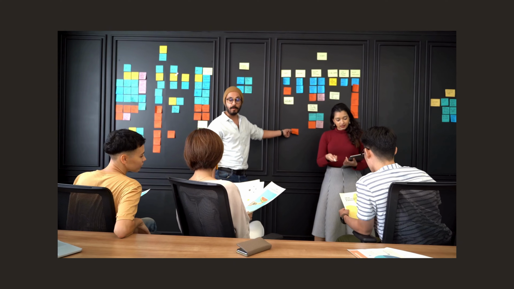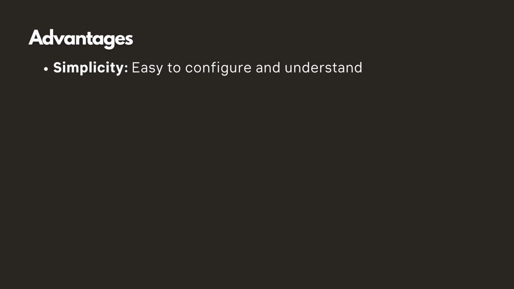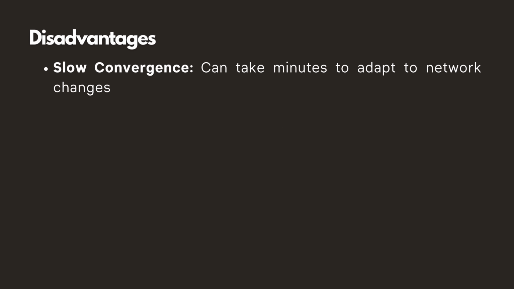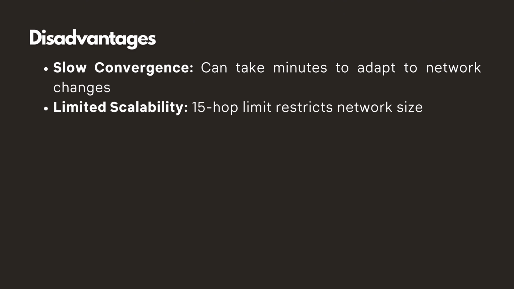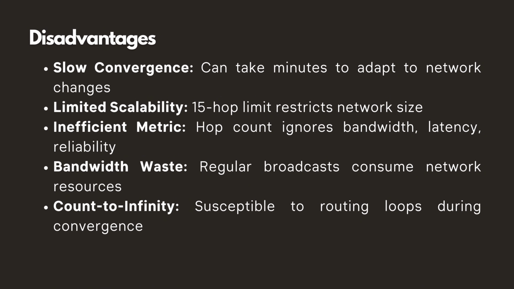There are advantages and disadvantages when using RIP. For advantages, we have simplicity, automatic, standard, and small networks. For disadvantages, we have slow convergence, limited scalability, inefficient metric, bandwidth waste, and count to infinity.